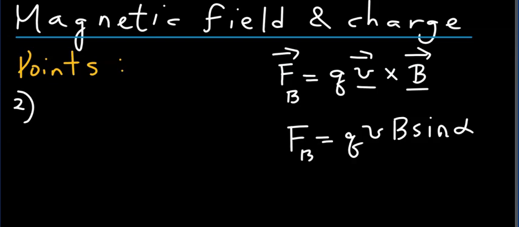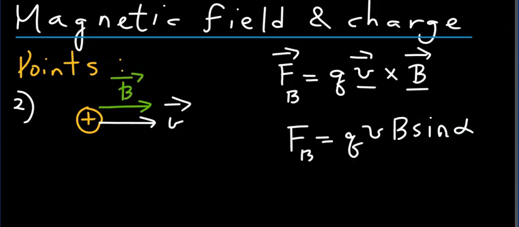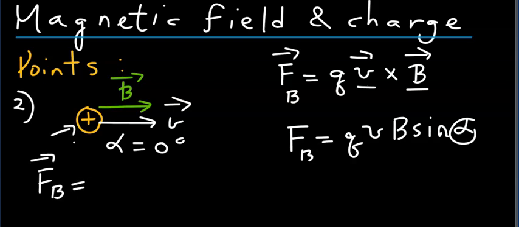Assume that you have a positive charge moving in that direction, and the magnetic field in which it is moving is also pointing in the same direction. So that is the magnetic field. Now that would make this angle alpha 0, and that means the magnetic force that acts on this charge is also 0, because sine 0 is 0.